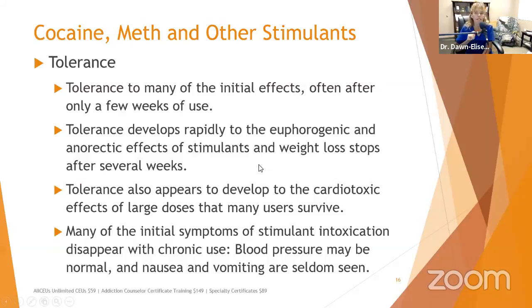Tolerance. There's tolerance to many of the initial effects of stimulants after only a few weeks of use. So just like opiates, which we're going to get to in a few minutes, people, if they've been using for just a few weeks, they're going to need to use more and more and more. Tolerance develops rapidly to the euphorogenic and anorectic effects of stimulants. So let's just stop there for a second. Euphorogenic, which means the happy that you get, you don't get that same happy anymore, which leaves a lot of people doing what we call chasing the high. And they're trying to use more to get that same rush that they got the first time they used.